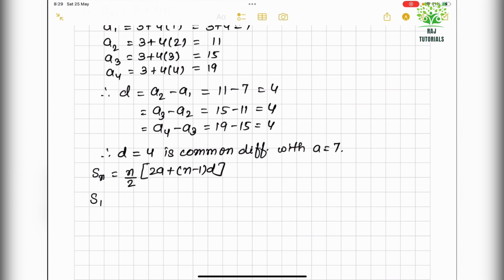S15 is 15 by 2 into 2 into 7 plus 15 minus 1, so 14 into D, which was 4. So that is coming as 15 by 2 into 70. So that will be equal to 525.